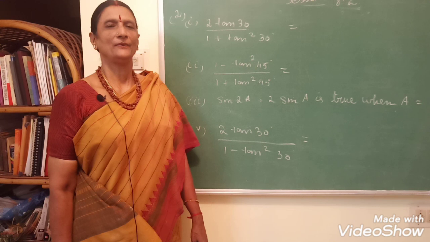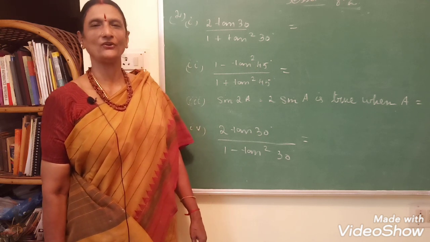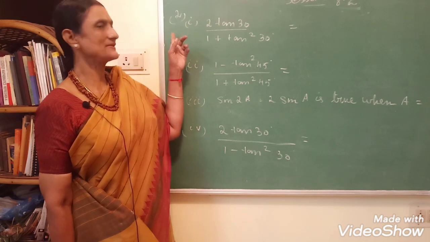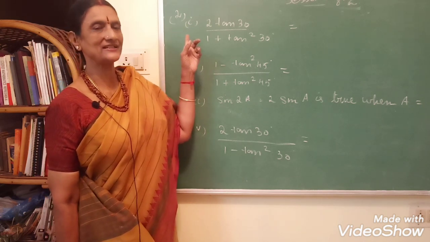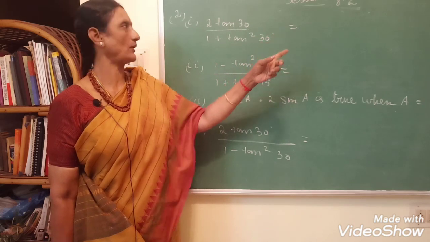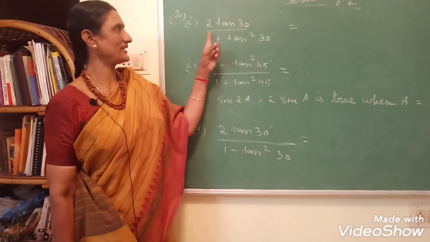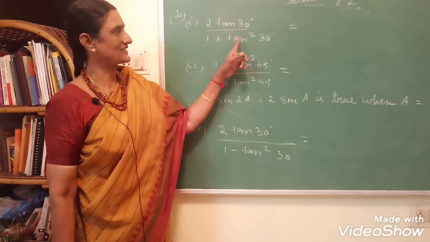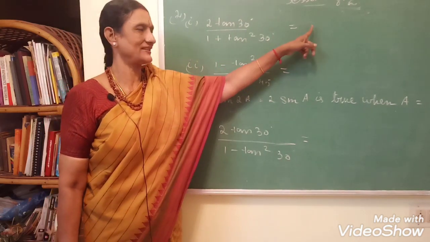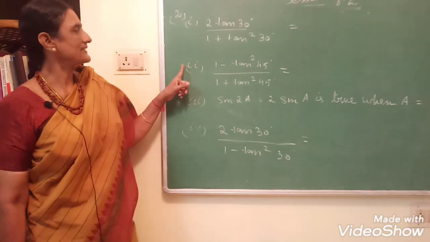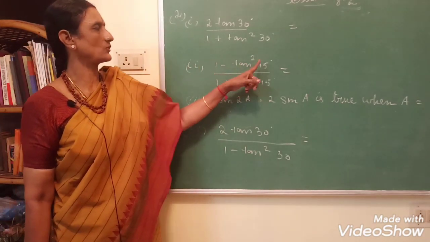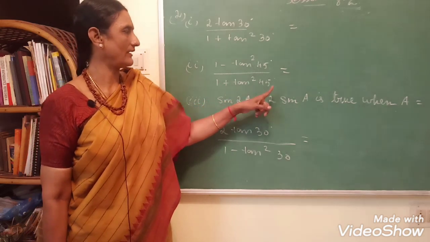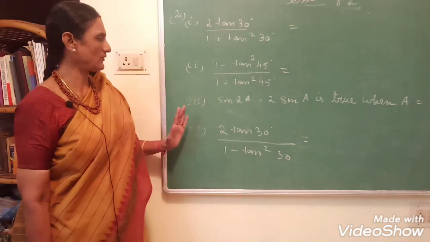Children, before we end this session, I want to give you some homework. Please take down these homework sums. These are actually the second sum in the same exercise 8.2. The first subdivision is: 2 tan 30 degrees divided by 1 plus tan square 30 degrees, you should find what this value is. And then the second question, 1 minus tan square 45 divided by 1 plus tan square 45 is what? You have to find out.